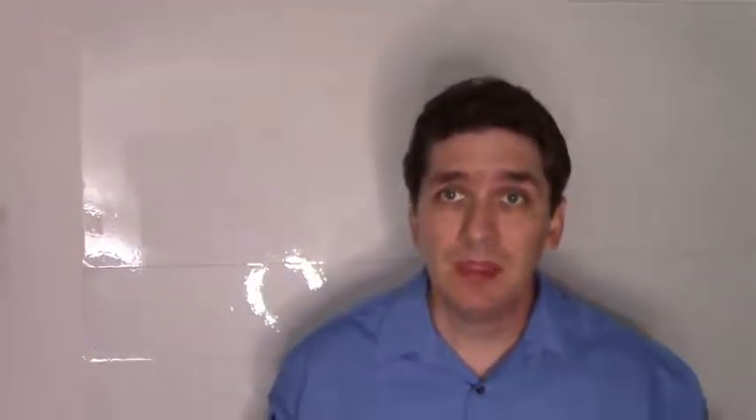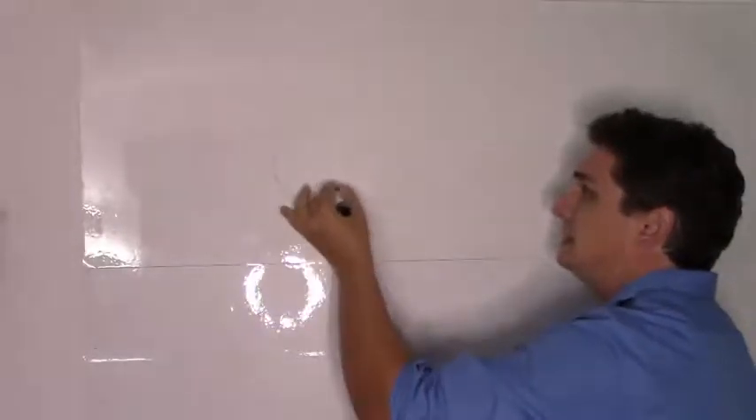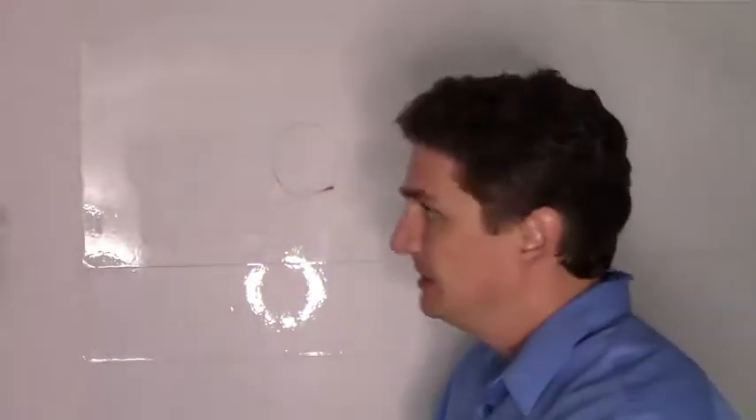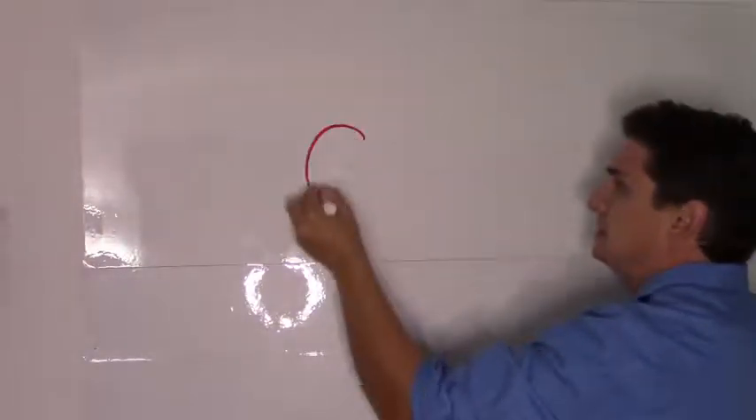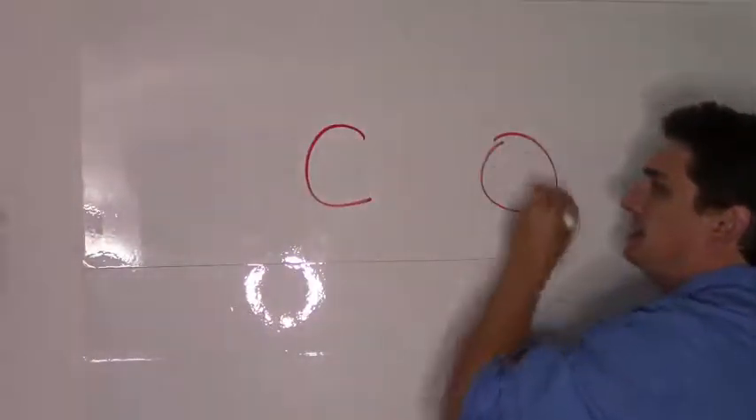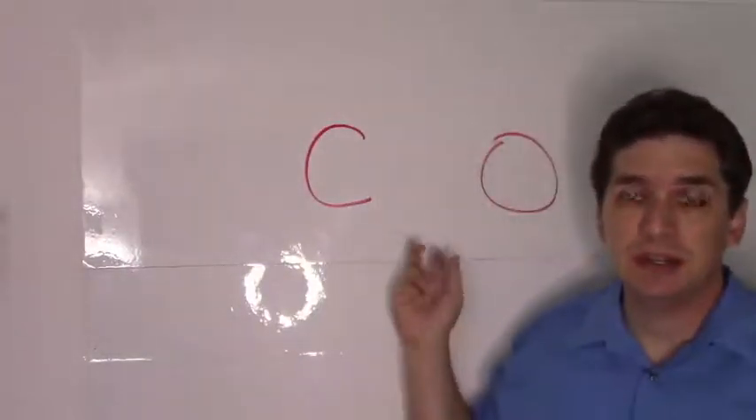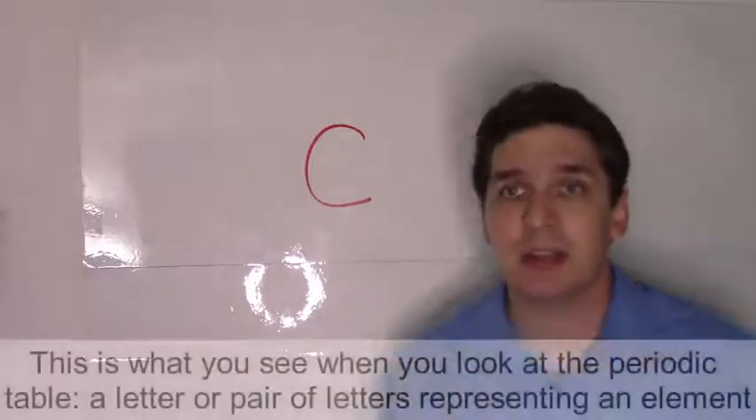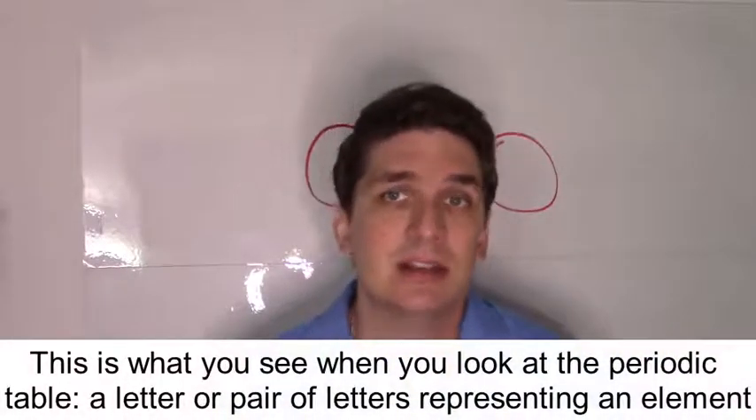So, chemical symbols. There are three numbers that we associate with any chemical symbol. So let's just draw carbon and oxygen. When you look at the periodic table, this is what you see. You see these numbers here, the letters here. These are shorthands. So C is shorthand for carbon, O is shorthand for oxygen, something like Na is short for sodium.